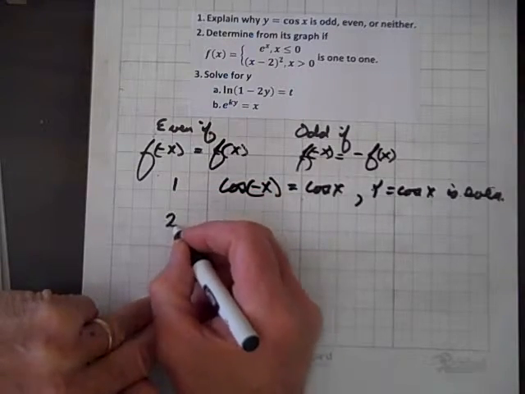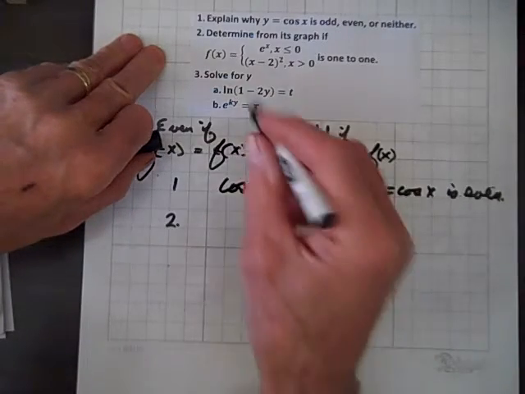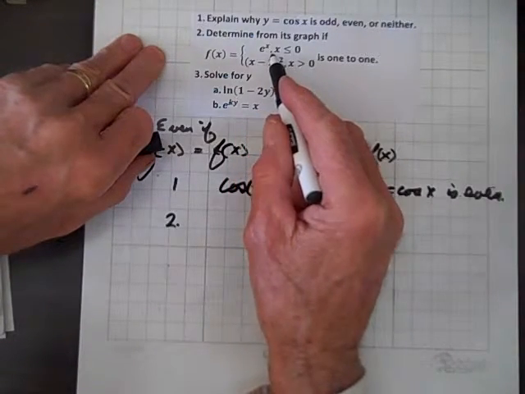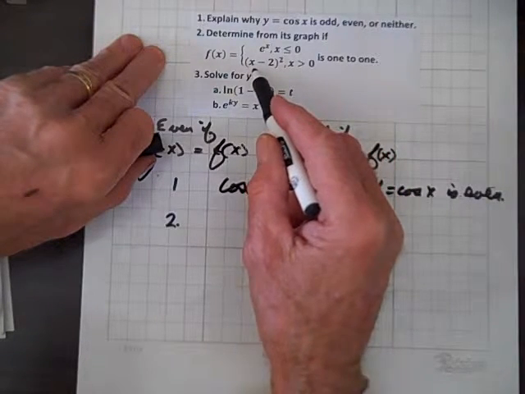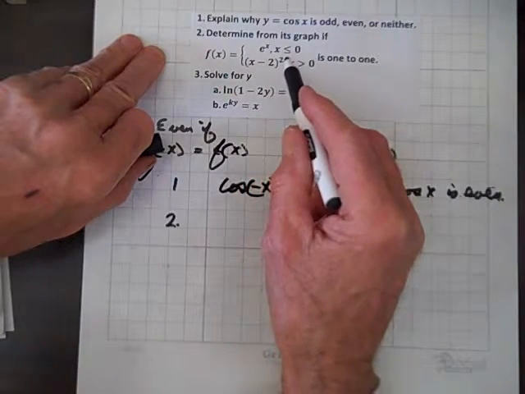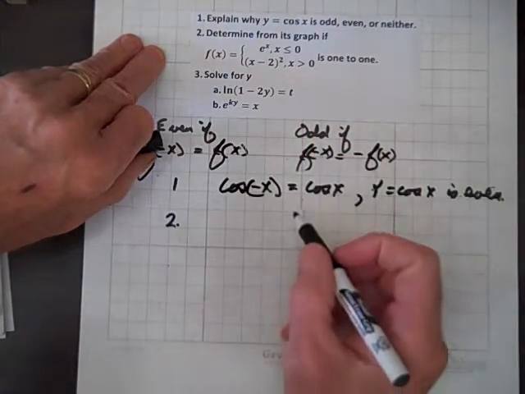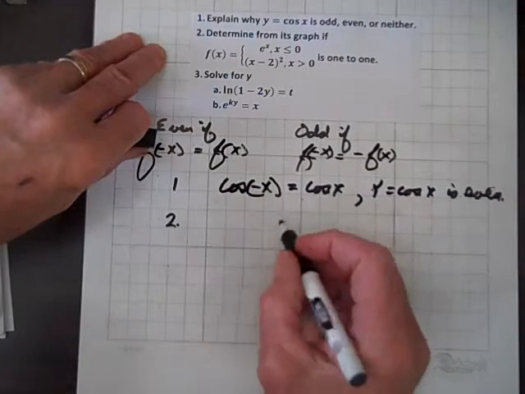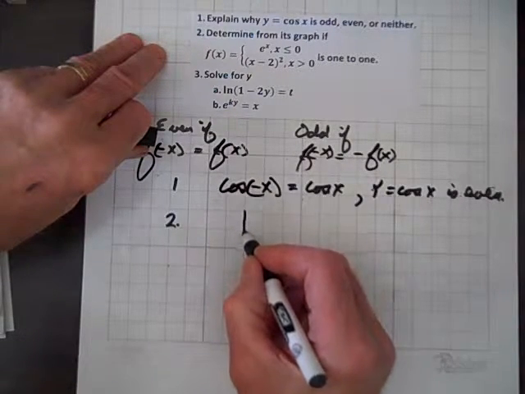Number 2, we've got to determine from the graph whether f of x equals e to the x on the interval x is less than or equal to 0, and x minus 2 quantities squared on the interval x is greater than 0, is 1 to 1. So we'll go ahead and graph it.